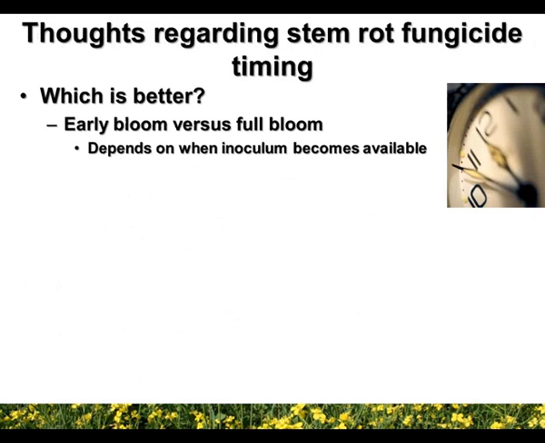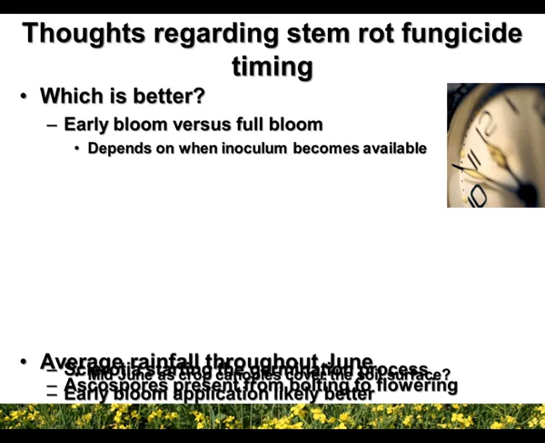So just to follow up on that, and we're almost done here, just some thoughts regarding stem rot fungicide timing, because it's a question that we get asked a lot. Which is better? Should I go in at early bloom or wait and go in at full bloom? And it really depends on when the spores of the Sclerotinia fungus are being produced and floating around in the air, potentially infecting the crop.